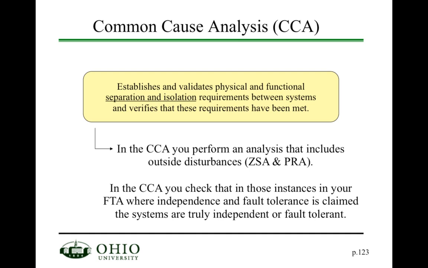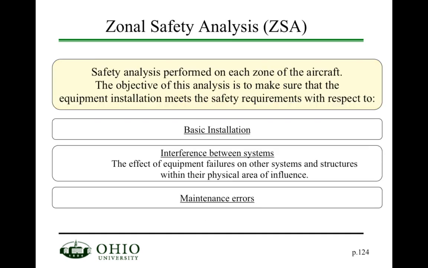So you do a couple things. You look at where systems are located in an aircraft, and you're going to truly identify if these systems are independent, given the internal aircraft environment, in other words, where these boxes are located within the aircraft, or given outside disturbances and environments. First of all, the zonal safety assessment.